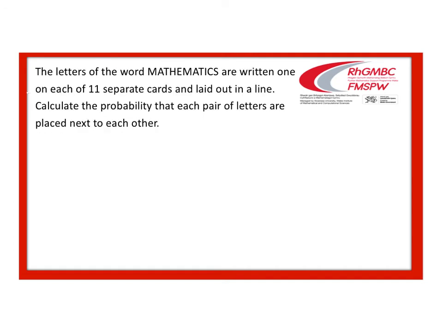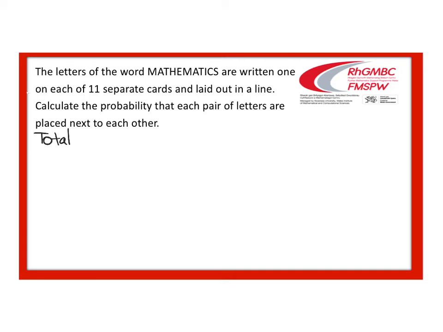The letters of the word mathematics are written one on each of 11 separate cards and laid out in a line. Calculate the probability that a pair of letters are placed next to each other. Well, the first thing I'm going to do in this problem, thinking about the definition of probability, is I want to know how many different ways we can organise the letters of the word mathematics so that the M's are paired, the A's are paired and the T's are paired. And I want to write that over the total number of ways that we can organise the letters in the word mathematics. So I'm going to go for the total number of outcomes first of all.